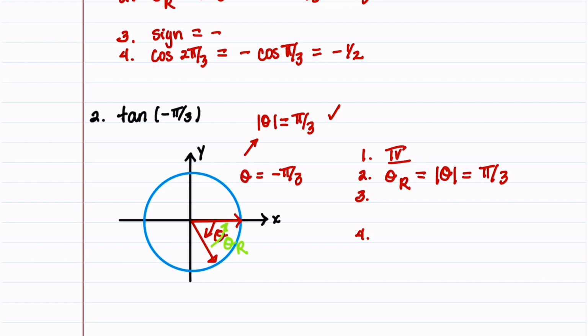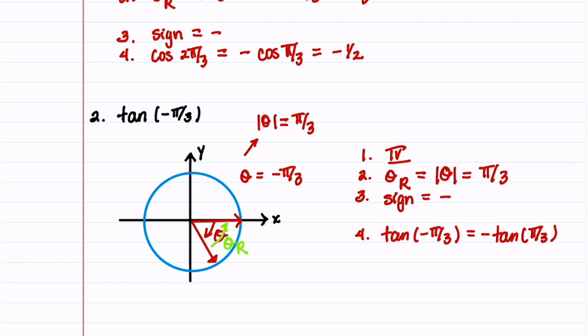Our third step is to find the sign of our tangent function in quadrant 4. And the sign is negative because tangent is negative in quadrant 4. And then lastly, we find our value. So tangent of minus pi over 3 is minus tangent of pi over 3.